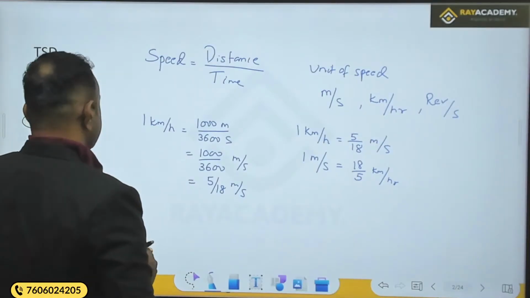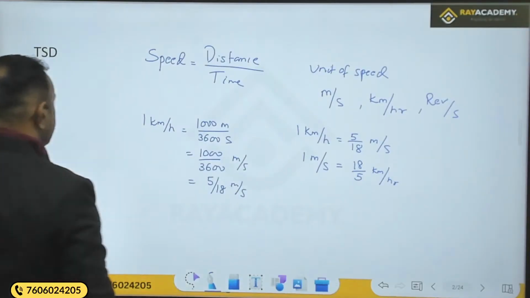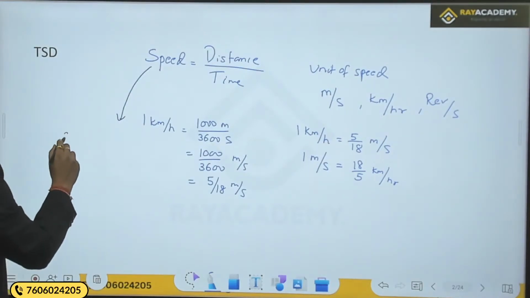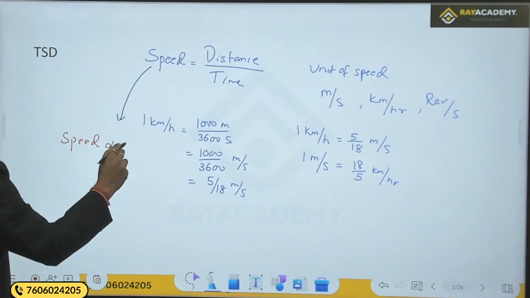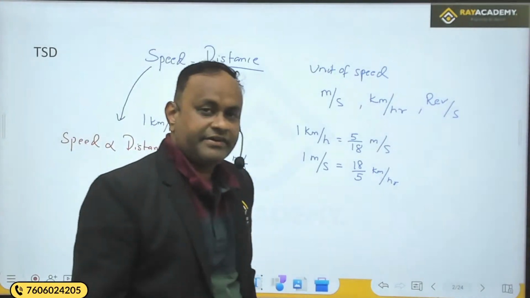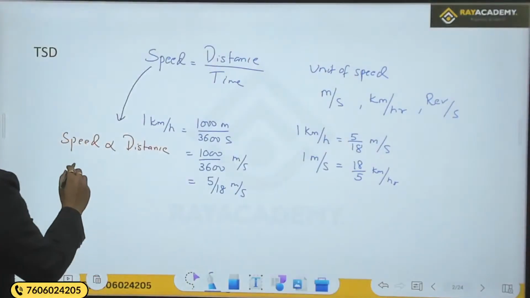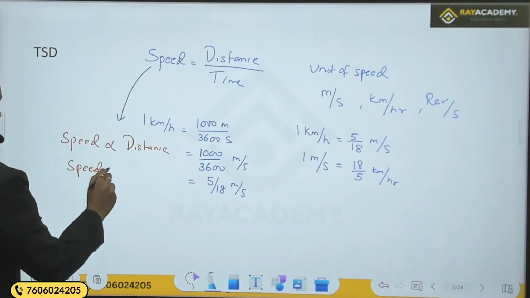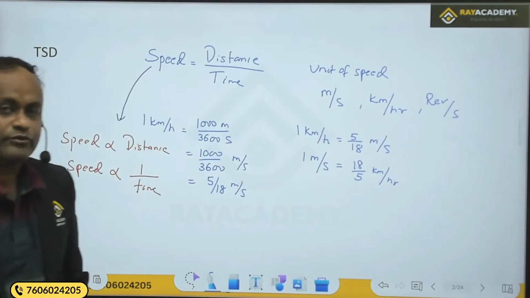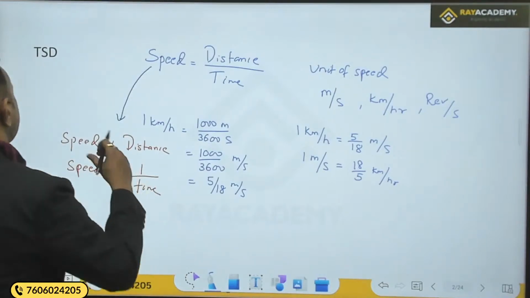Now for time, speed, distance, what else do we need to know? You should know the relations between speed, time, and distance. Speed and distance are directly related. Suppose speed increases, distance also increases, provided time is constant. Similarly, speed and time are inversely related, 1 by. If speed increases, to cover the same distance, less time you will require. Here we will see some questions.